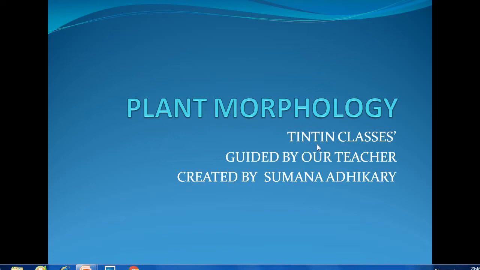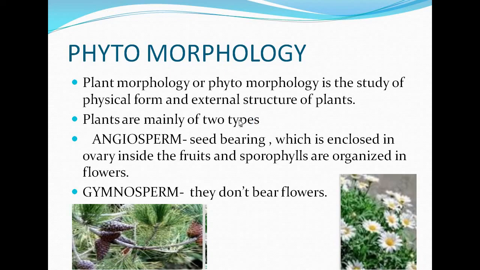Today the topic of my discussion is plant morphology. Phytomorphology, or plant morphology, is the study of the physical form and external structure of plants. Plants are mainly of two types: angiosperm, that is seed bearing, where the seed is enclosed in the ovary inside the fruits, and sporophytes are organized in flowers. Here is a picture of angiosperm. And gymnosperm, they don't bear flowers. Here is a picture of gymnosperm.